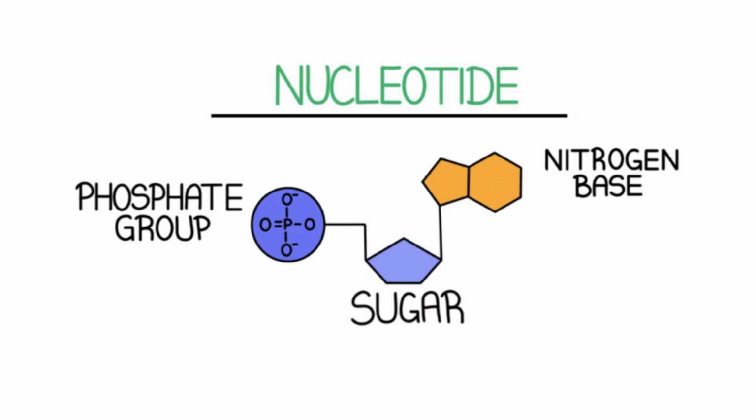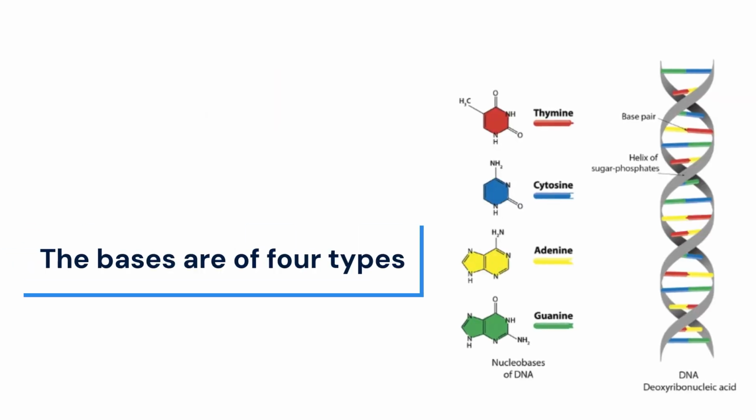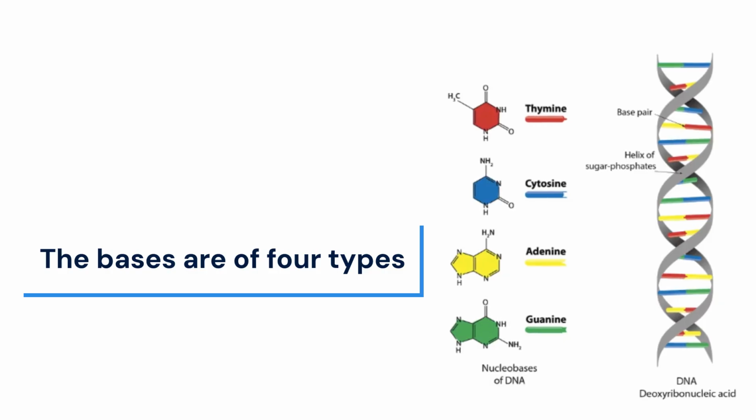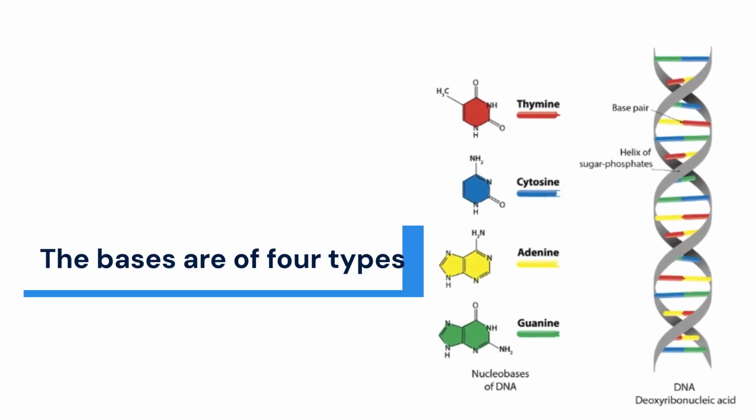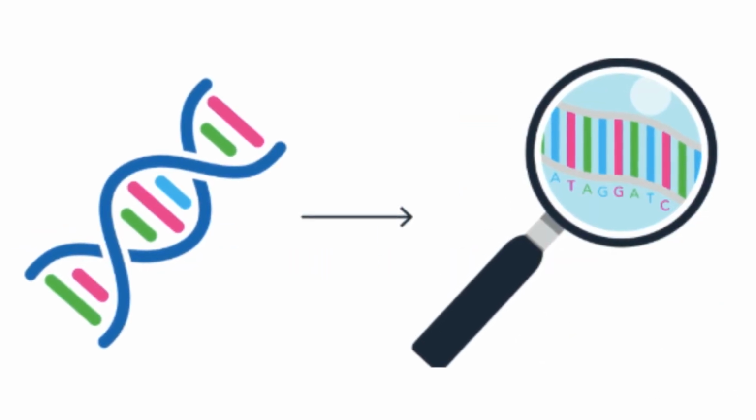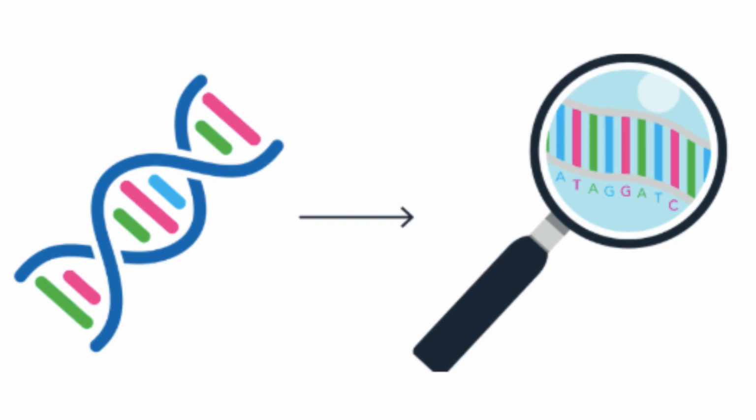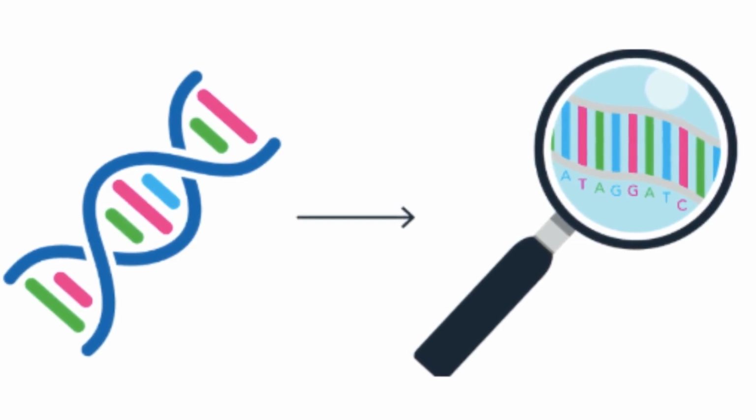Every nucleotide has 3 parts: a sugar molecule called deoxyribose, a phosphate group, and a nitrogenous base. The bases are of 4 types: adenine, thymine, guanine, and cytosine. DNA sequences are made of these 4 different bases, which we represent using the letters A, T, C, and G.